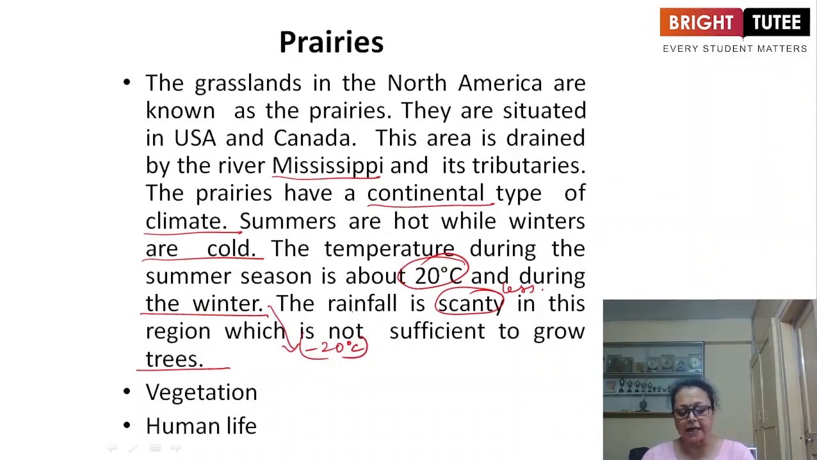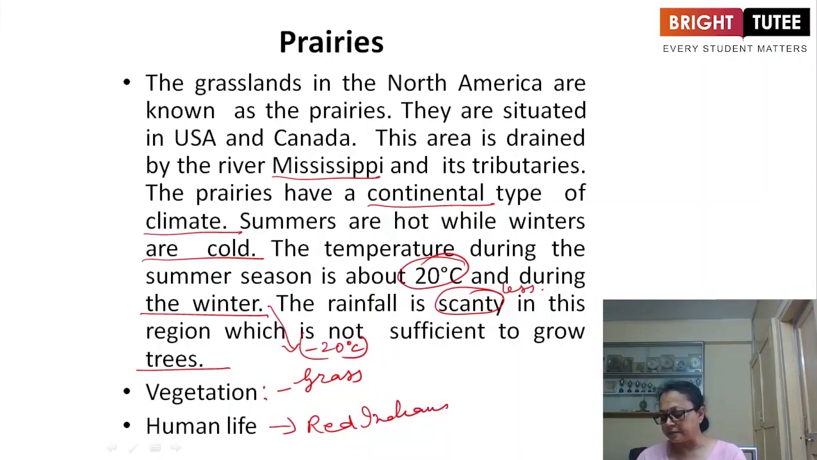The most important natural vegetation in the prairies is the grass. What is the most important? It is grass, hence the name grasslands. The earlier inhabitants were the Red Indians. They lived in tribes and lived a primitive form of life, the old traditional method of life that they are still practicing.